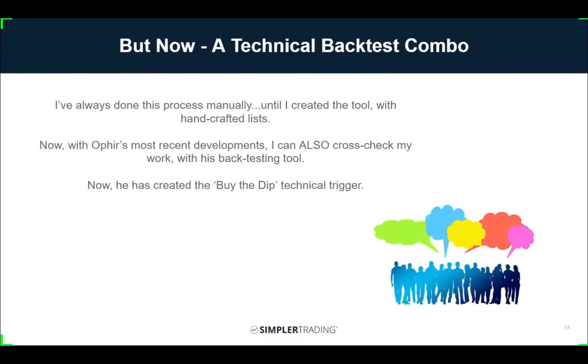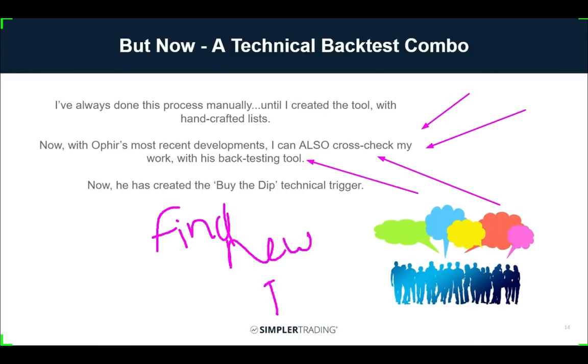All right. So now, let's talk about how this is a little bit different. In the beginning, I've always done this process manually. I've looked for relative strength. I've compared the different tickers against each other to identify which one's triggering first, which one's the best, where the entry point is. But now the best part about the new CML tool is that I can also cross-check my work with the backtesting tool. And not only that, I can find new Phoenix stocks. All right. So really what this is doing is identifying relative strength on the dip.